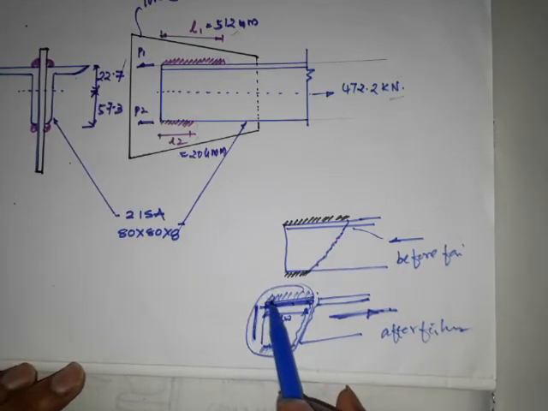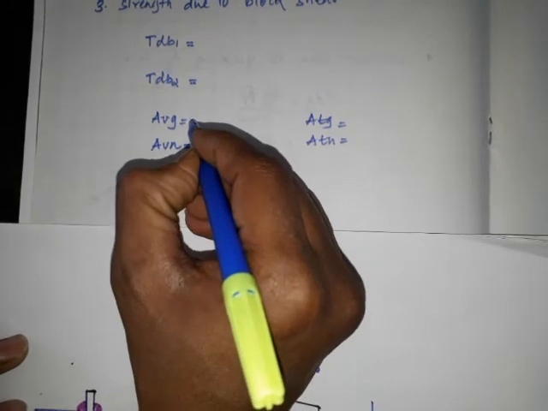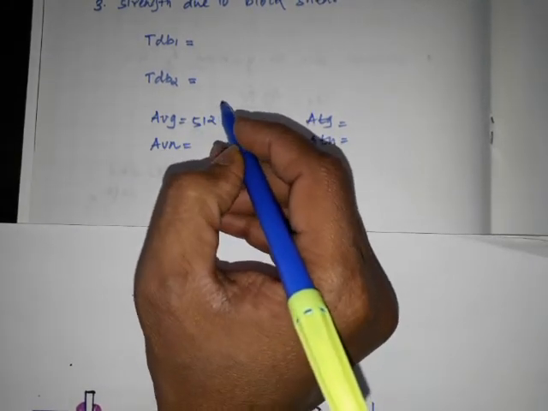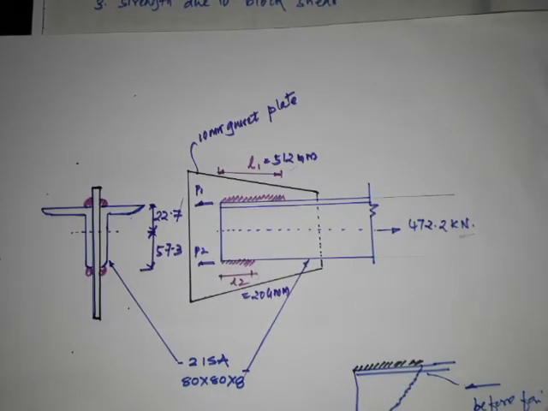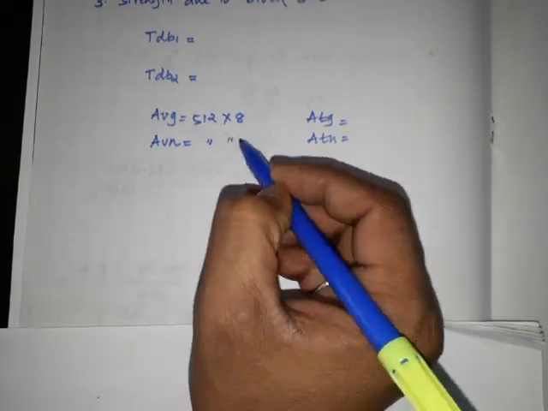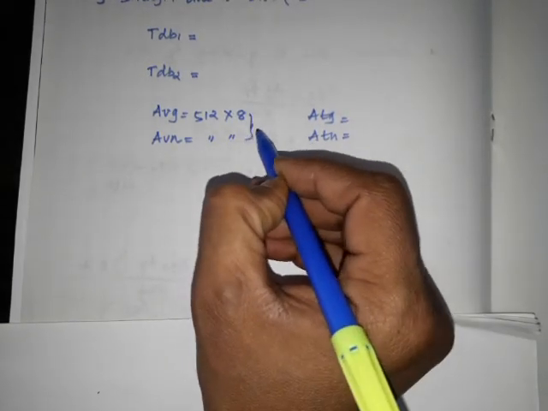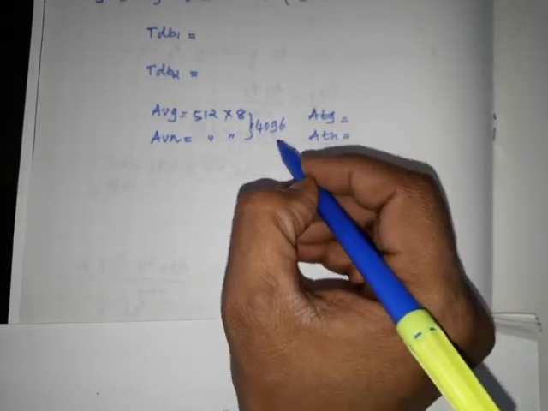So that time what you have to do, you have to consider the maximum length of weld. So here it is 512. So when you calculate AVG and AVN, here it will be 512 into thickness 8, because the thickness of the angle here is 8 mm. So you have to consider 512 into 8. This will remain the same, because again here we don't have a bolt hole to deduct from the gross area. So we get 4096 mm square.